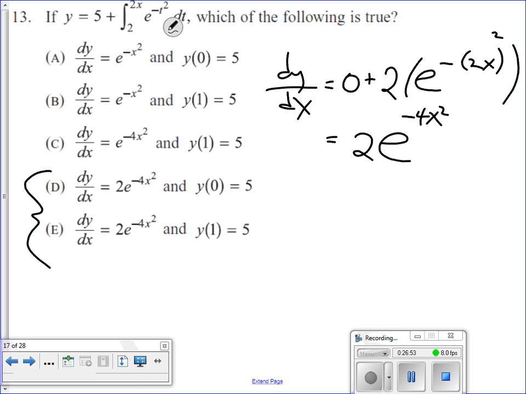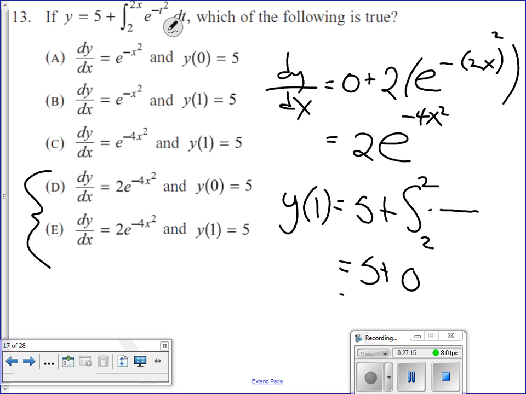Riley? 1, right? If you take the definite integral from 2 to 2 times 1, what is that part going to be? 0. So when you go to find y when x is 1, it's just 5 plus the definite integral from 2 to 2. Don't even tell me what follows. I don't care. That's going to be 0. Right? I don't even care.